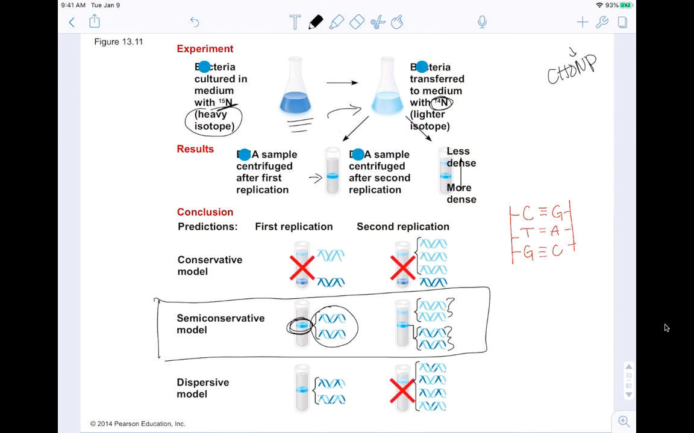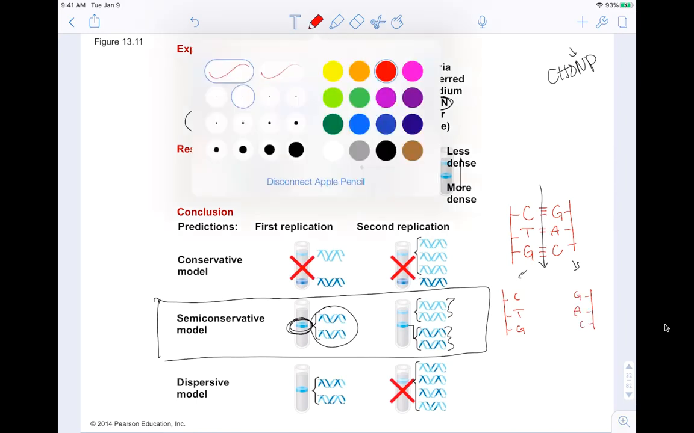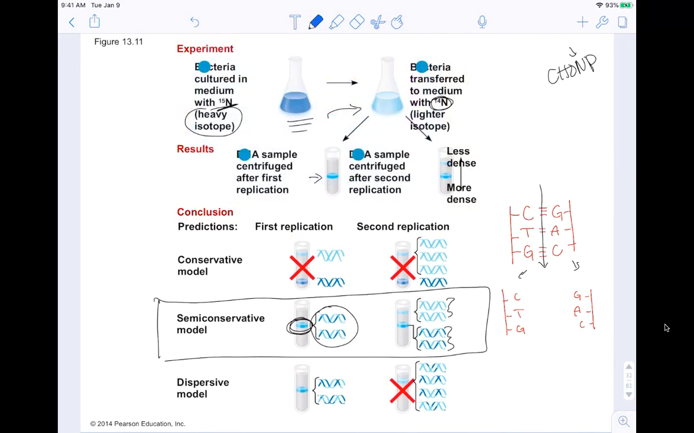So we're going to split the hydrogen bonds and separate the strands. So if you just move them apart, C, T, G, nothing changes there. And over here you have your G, A, C. But then we use that as a template in order to base pair. So we know if you have a C, you better have a G. If you have a T, you better have an A. If you have a G, you better have a C. Okay, and then on the other side, same thing.